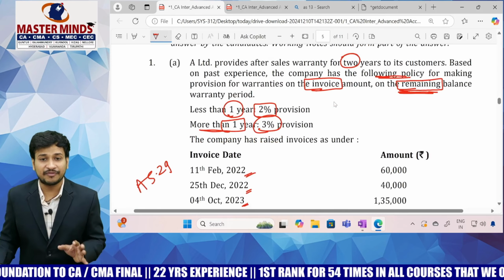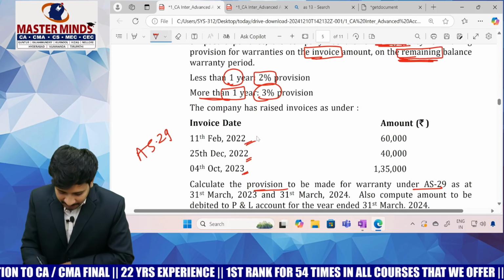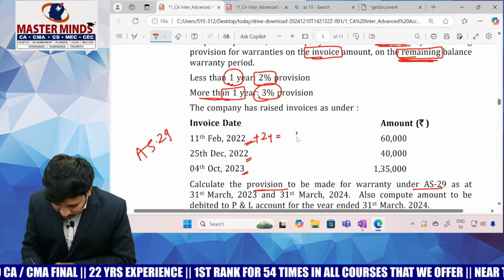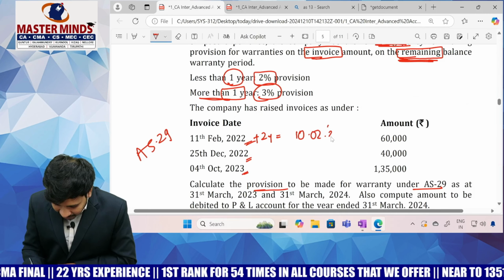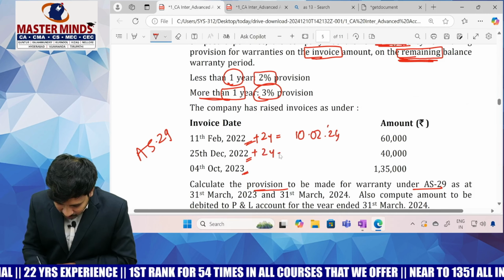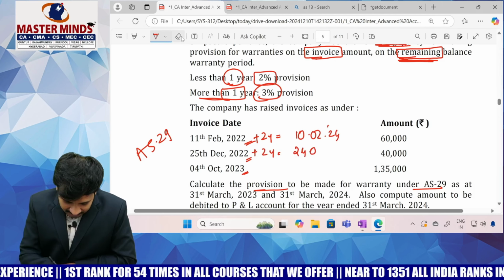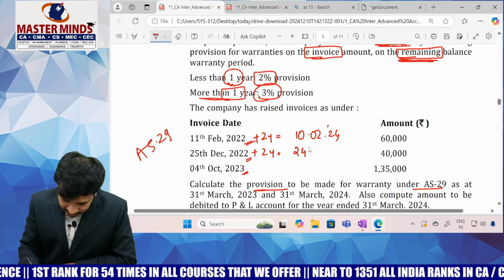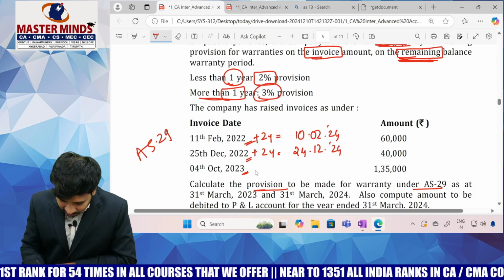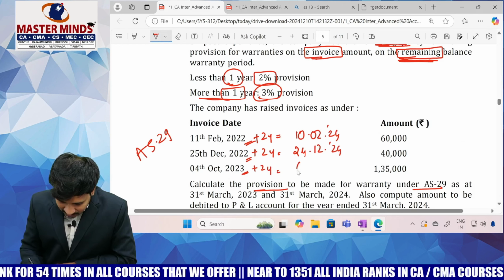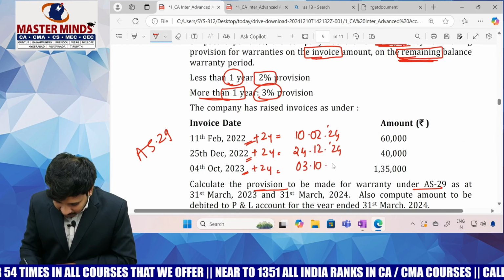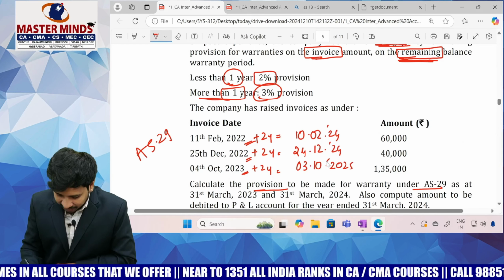First of all, let me find the expiry of the warranty period plus 2 years, which comes to 10th February 2024 plus 2 years, 24 December 2024 plus 2 years, 3rd October 2025.